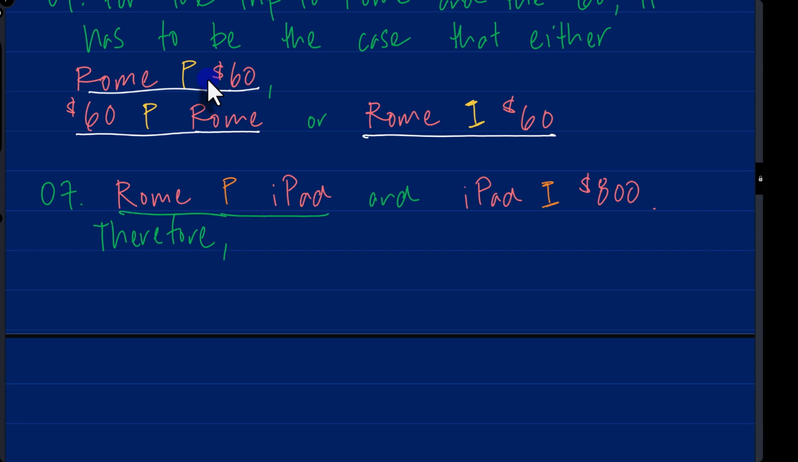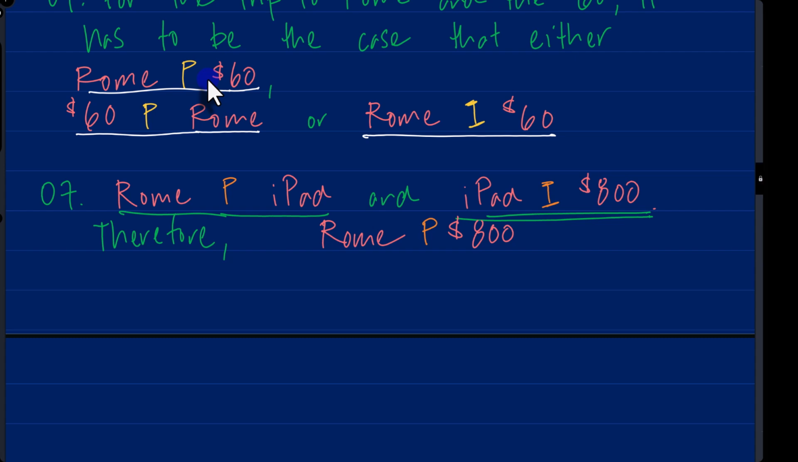if I have this preference, Rome is preferred to the iPad, and then these two I'm indifferent between, it has to be the case that Rome is preferred, the free trip to Rome. I prefer the free trip to Rome over getting the $800.